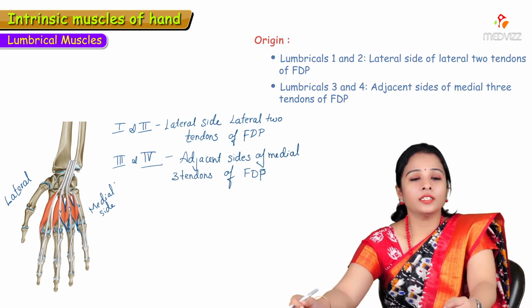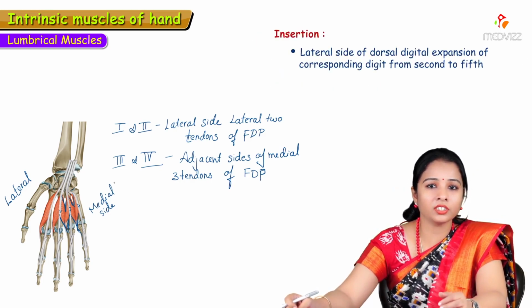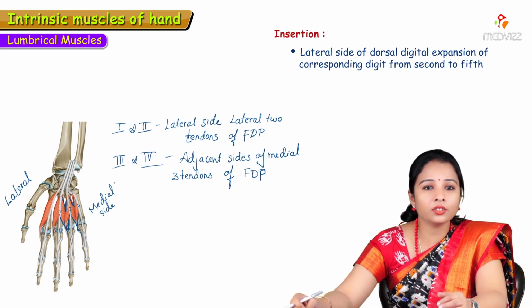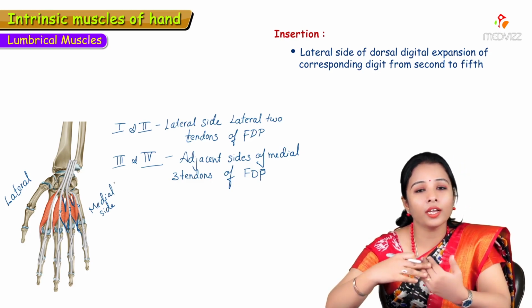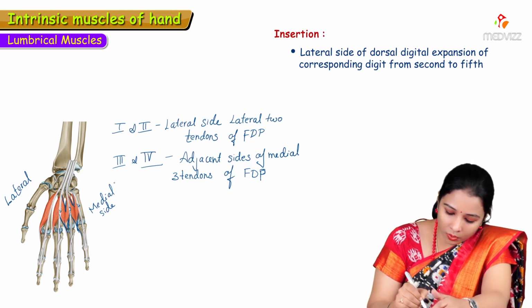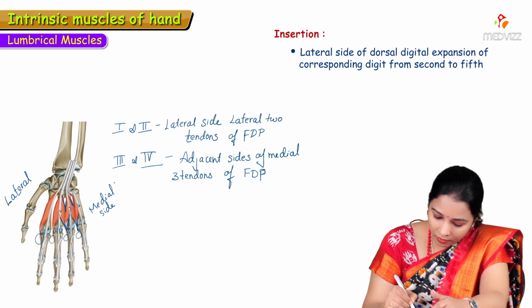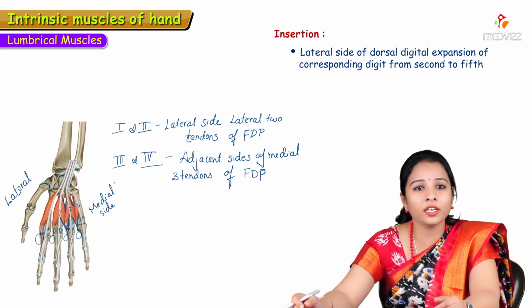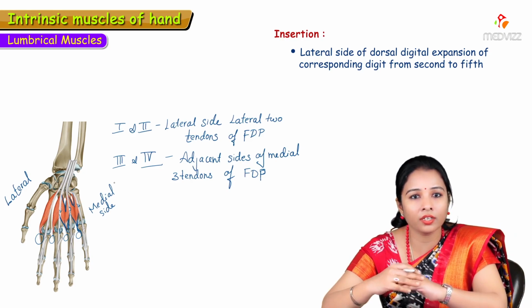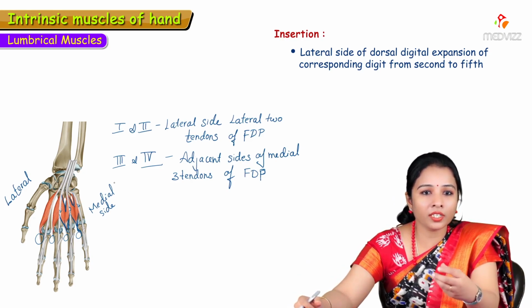So that is about the origin. Insertion: the tendons cross the radial side of the metacarpophalangeal joints and they get inserted to the lateral side of the dorsal digital expansion. So they go and get inserted to the lateral side, meaning towards the thumb. So here you can see 1, 2, 3 and 4. So all get inserted to the lateral side into the dorsal digital expansion on the dorsal side of the digits. So that is the insertion, and they get inserted into the corresponding digits, 2nd to 5th.